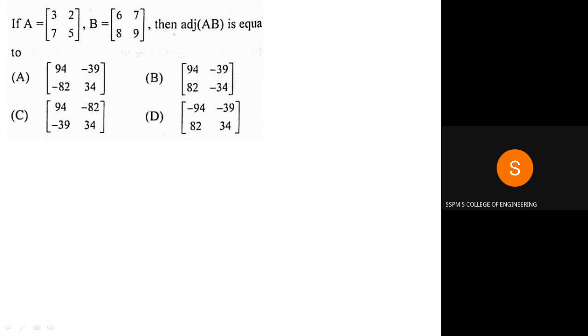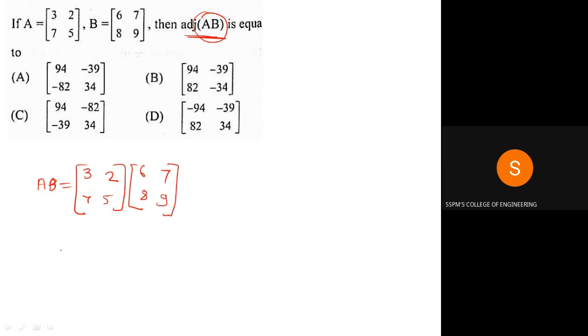What we have to find here? We have to find adjoint of AB. First we have to find the multiplication of AB. So, we will multiply first these two matrices. The first matrix is 3, 2, 7, 5. And the second matrix is 6, 7, 8, 9.